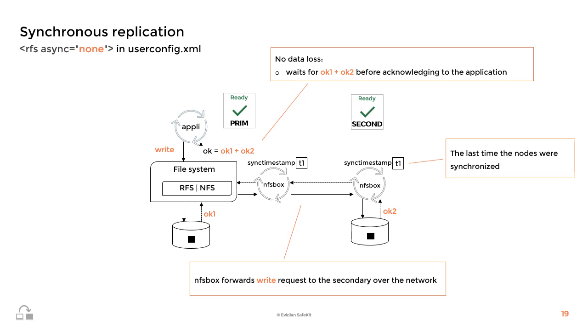This means that on a synchronous write I/O requested by the application, it waits for the acknowledgement from the secondary node before acknowledging to the application. Here is an explanation of the use case with async set to none in the RFS tag, meaning that the write I/O must be put on both disks before acknowledging to the application. In the figure, you see that the NFS box process of the primary node sends the replicated data to the NFS box process of the secondary node. Both OK1 and OK2 must be received before acknowledging to the application on the primary node. Each NFS box process retains the last time the nodes were synchronized in terms of replication in the sync timestamp variable.